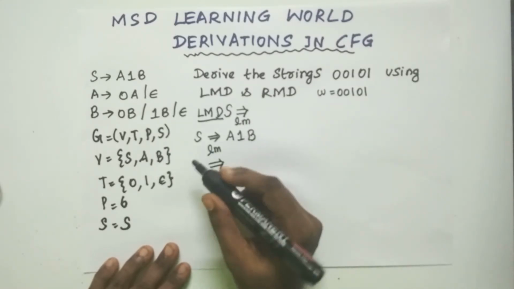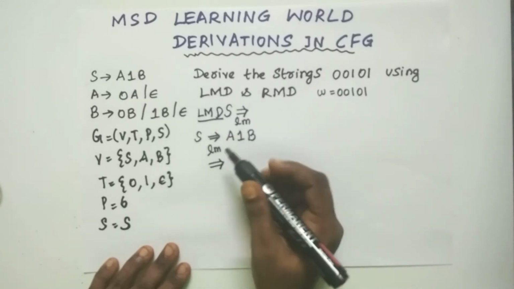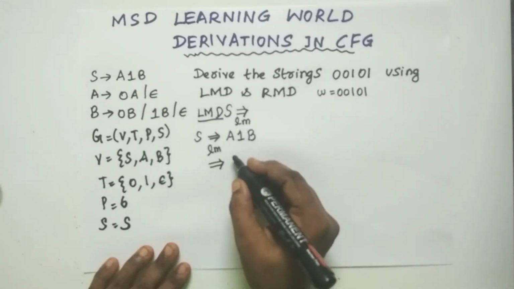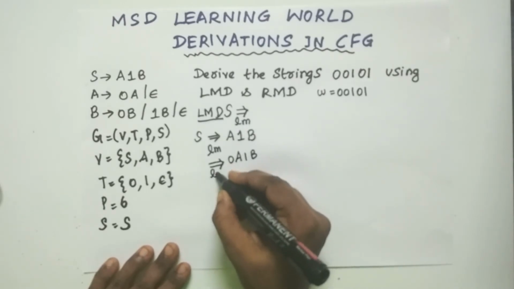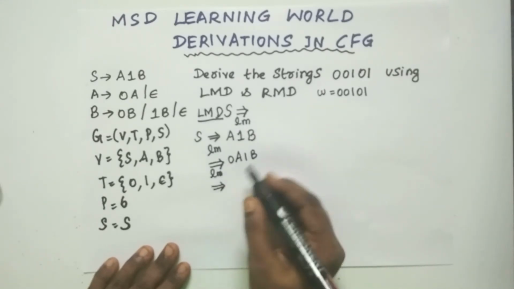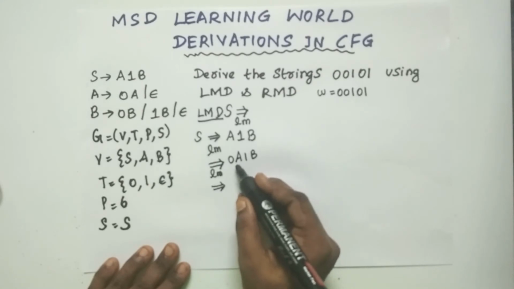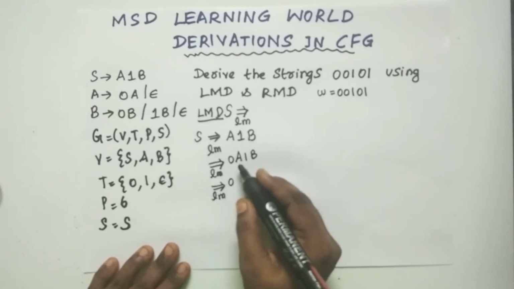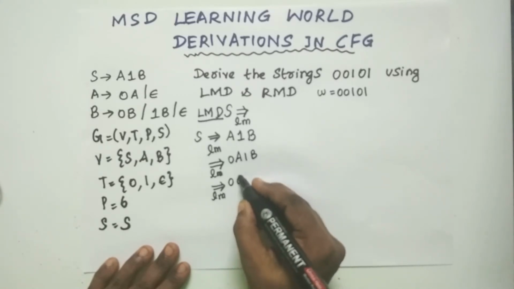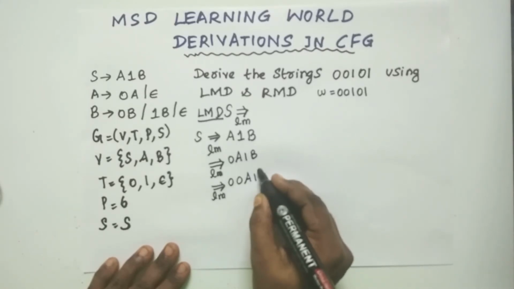For A, you can either use 0A or epsilon. It is possible only to derive 0A. So 0A1B, leftmost. Then you need 2 zeros. So again, the first non-terminal, the first variable, capital A, I am again deriving 0A1B.